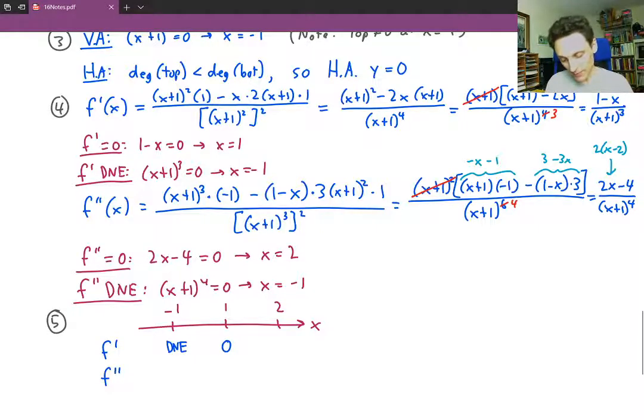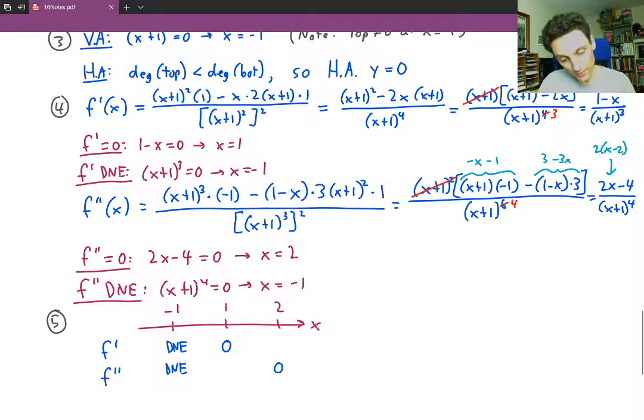Now for the second derivative, that's equal to 0 when x is equal to 2. And the second derivative is DNE when x is equal to negative 1. And these are the markers for where you might be changing signs. So it's helpful to put these up first so that you know where you're going to have to test to see if you change signs as you cross those x values.